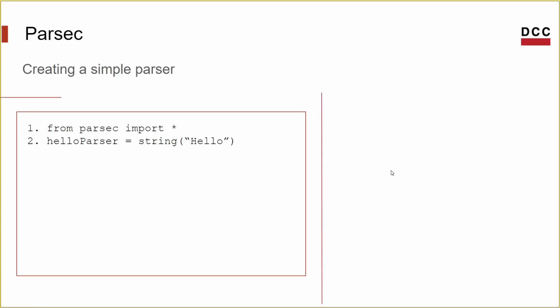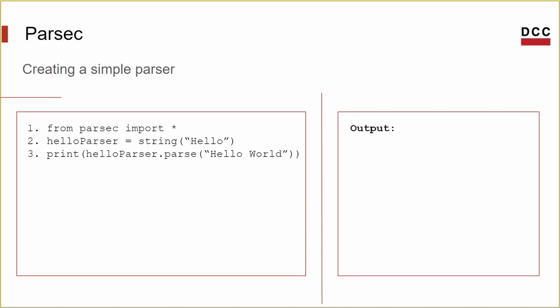You can create a simple parser using the function string. You just need to indicate the string that you want to parse. In this case, we pass in the string hello. So if we try to parse the string hello world, it will return the hello found.